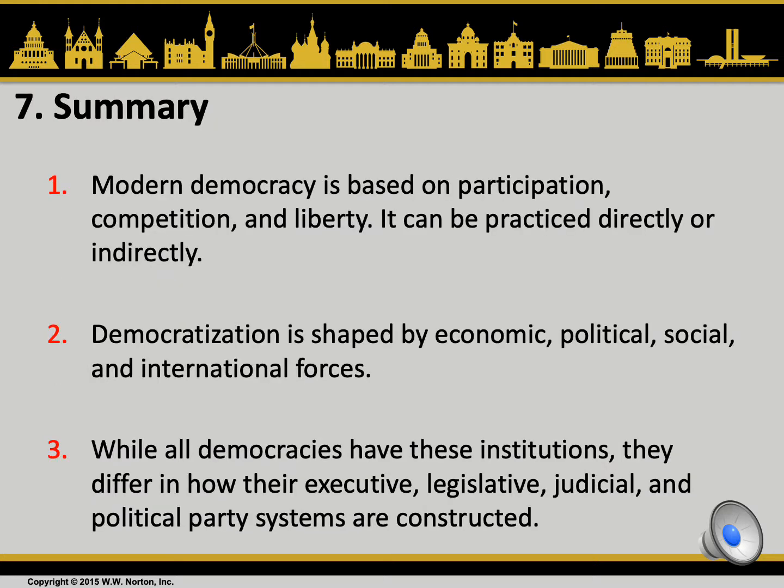So, in summary, remember the three key attributes of democracy: participation, competition, and liberty. All three need to be present. Democratization is shaped by economic, political, social, and international forces. We talked about why countries democratize. And the key institutions within democratic governments are executive, legislative, judicial, and political party systems. Those all exist in some shape or fashion, and they differ from country to country, as we discussed.